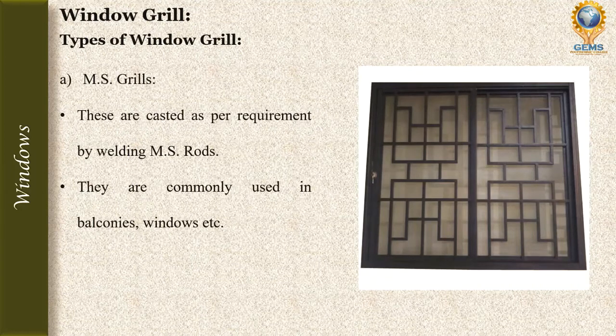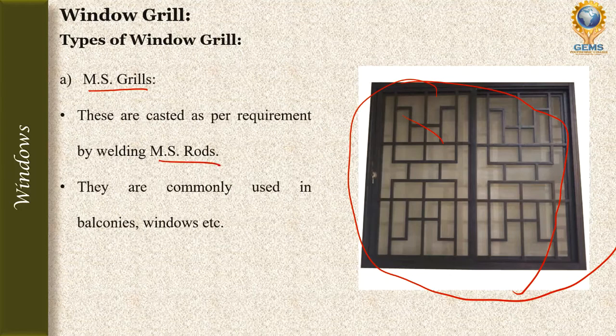The first one is the MS grill, that is, mild steel grill. This grill part will be in mild steel. They are made as per the requirement by welding MS rods. So we weld these parts according to the requirement of the window grill you are providing, using mild steel rods. These are commonly used in balconies and windows, etc.